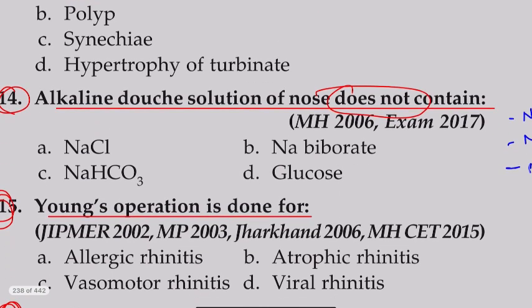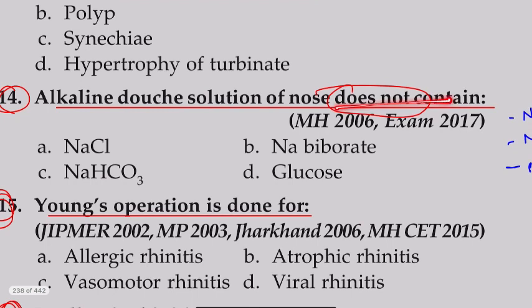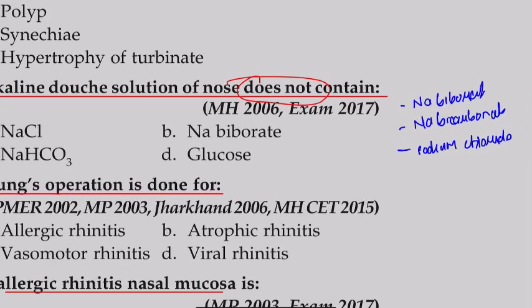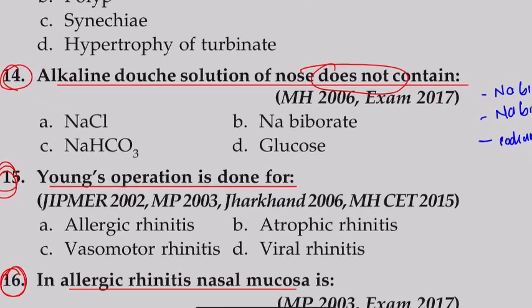Alkaline Dobell's solution of nose does not contain what? Now, what does it contain? It contains sodium biborate, sodium bicarbonate, and sodium chloride. So sodium chloride is there, sodium bicarbonate, sodium biborate. So what is not present there? The thing that is not present there is glucose. Glucose is not present there.